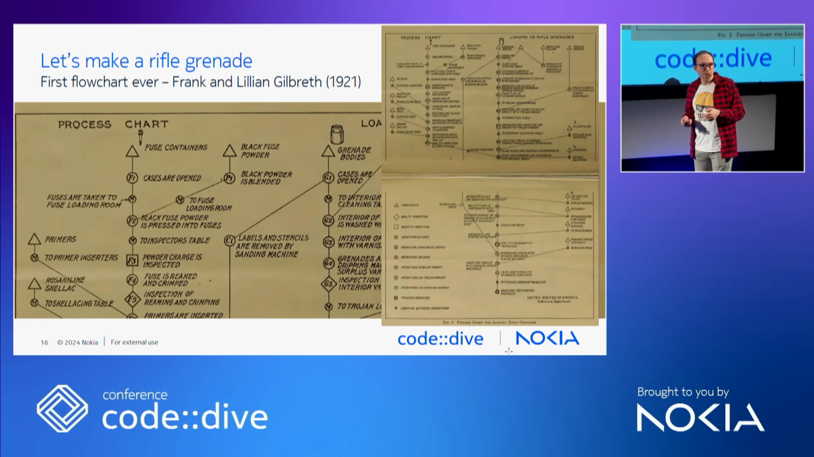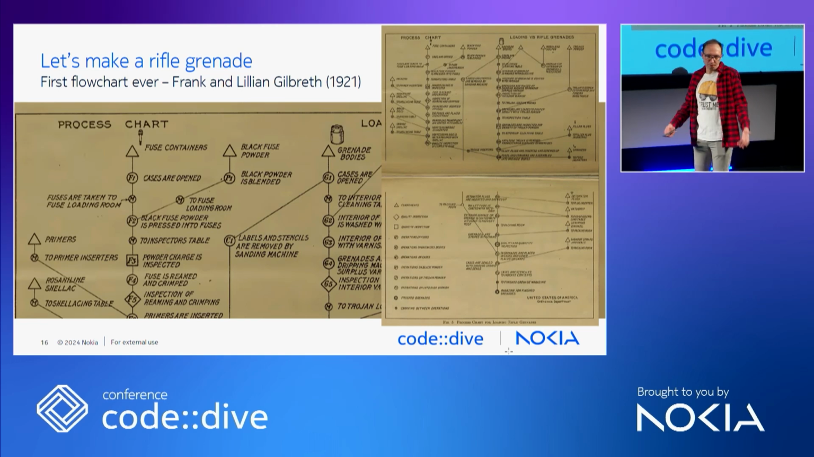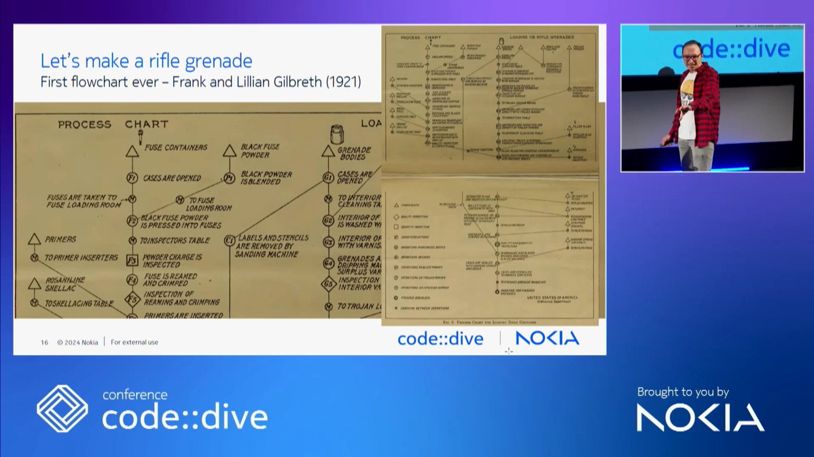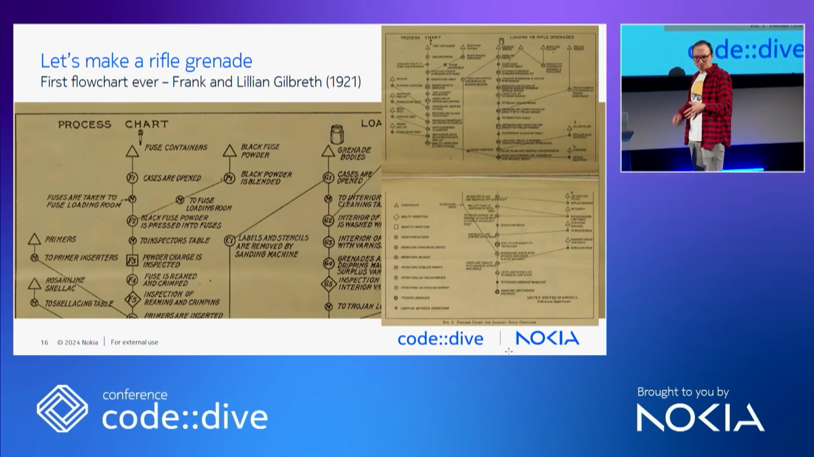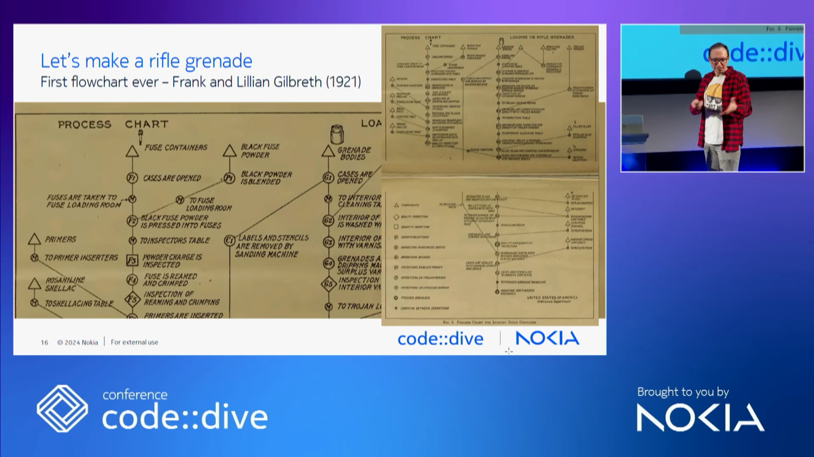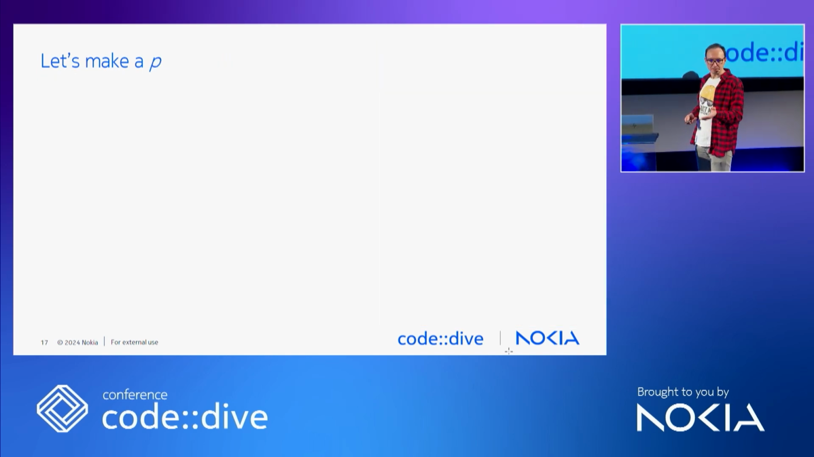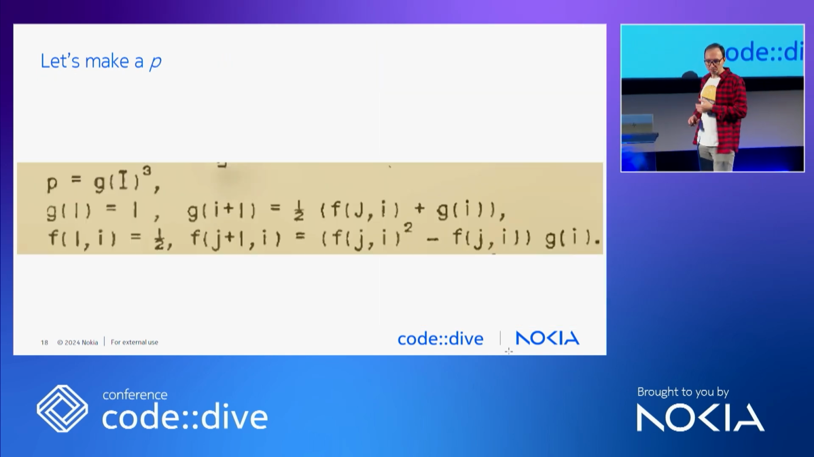for the flowchart to make its way into the IT industry, because there was no IT industry in 1921. But we, software engineers, we don't make material things like grenades, we make things that are more ephemeral, like peas. So this is a pea we'll be making today.